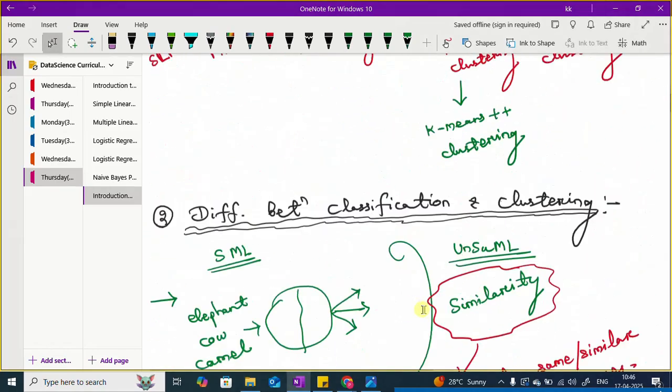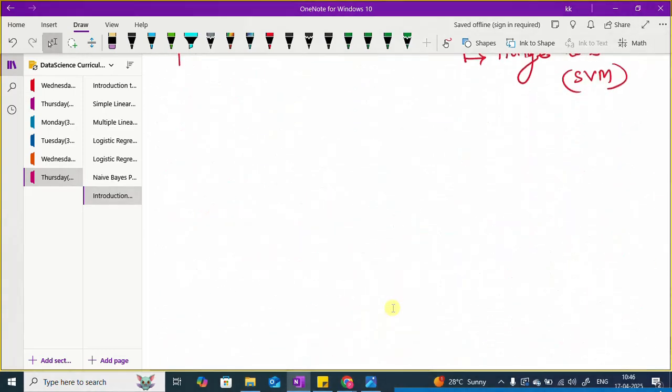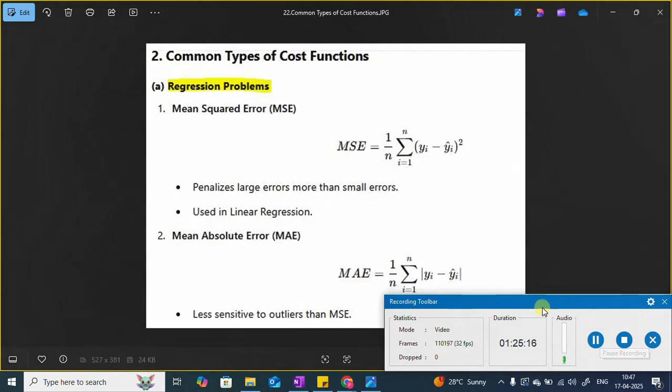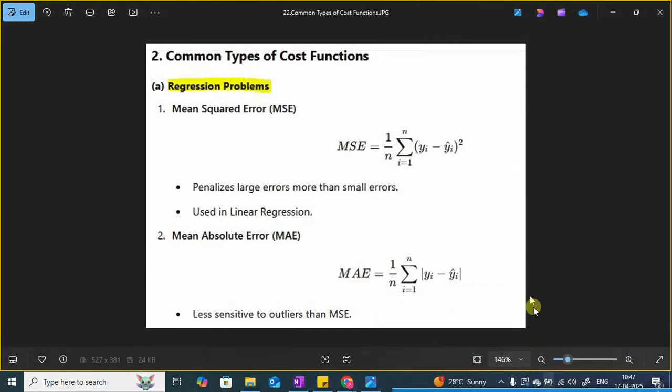I'll show you certain formulas also for this, how we are calculating MSE, how we are calculating MAE, and Huber loss. Let me come back to my PPT. Mean square error, MSE, is nothing but the difference between the actual value and predicted value, squared. I'm taking the mean, that is the average, 1 by n. It is used in linear regression and penalizes large error more than small error.